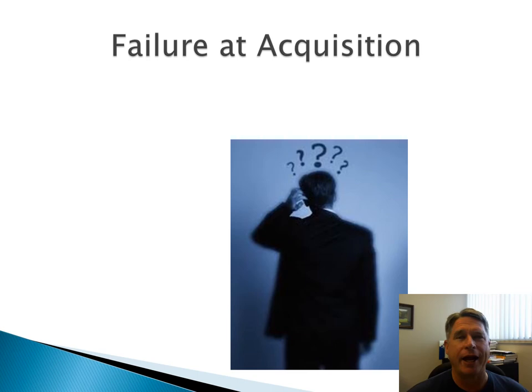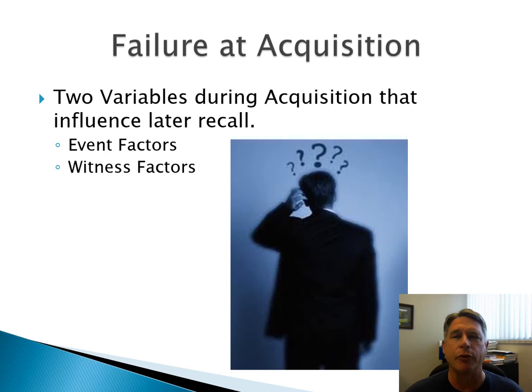Let's talk about this failure at acquisition. There are two particular variables during acquisition that really influence later recall. One is what we call event factors. Event factors relate to things with the actual scenario within the event that can cause you not to remember things well. I'll give you some examples here shortly. The second is what we call witness factors. Witness factors refer not to that which is going on around you when you're trying to commit something to memory, but that which is going on within you. Something about you as the person committing things to memory, you as the witness, something happening to you can influence this and cause you not to commit things to memory properly or possibly to adjust them.